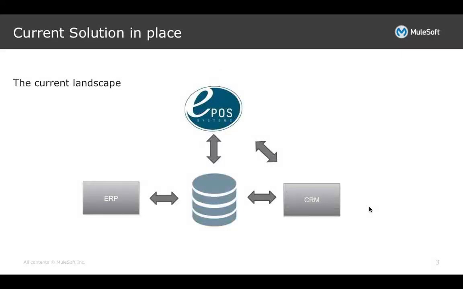Let's take a look at the current landscape of ABC Enterprise. Currently, they have several ePOS systems in the stores, which has their own backend databases. There are point-to-point connectivity with their legacy CRM system and the ERP system. There is a centralized database which synchronizes data from ePOS on batch basis.